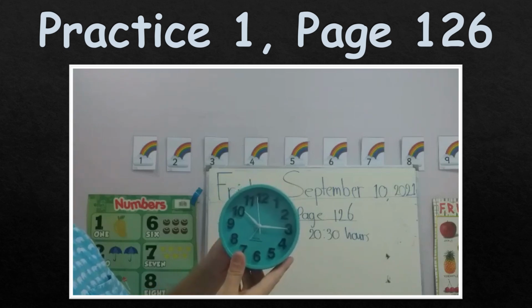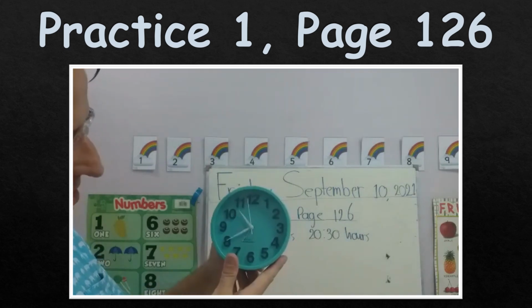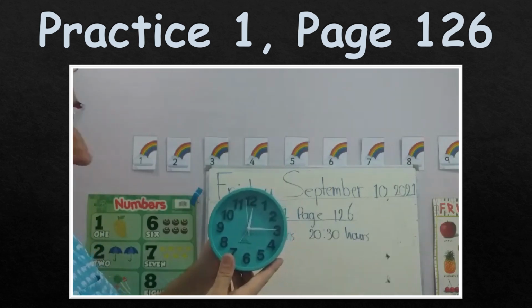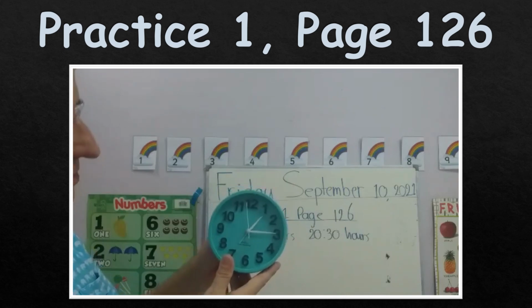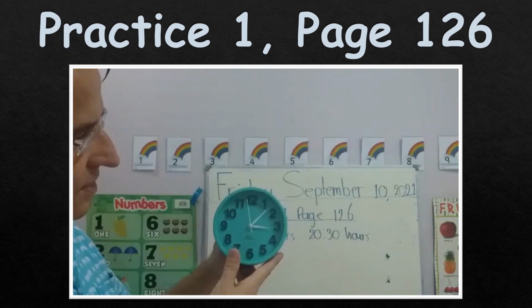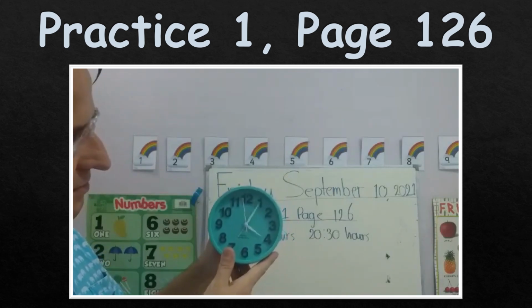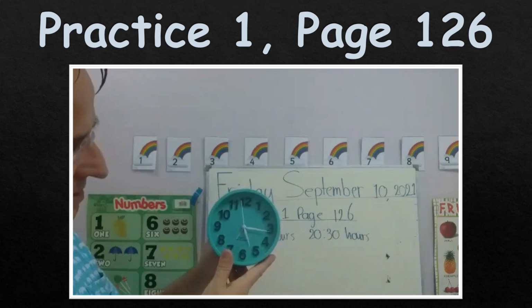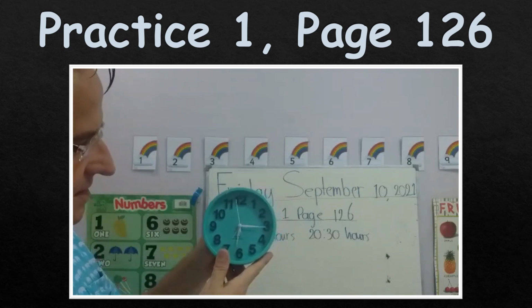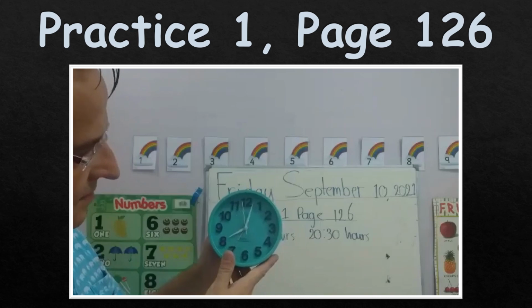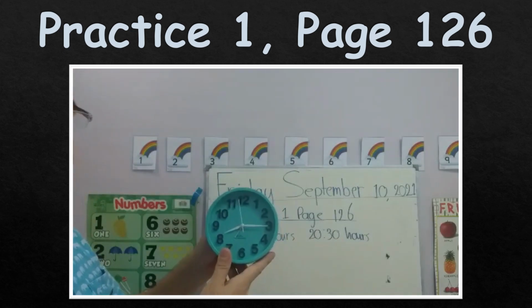1 hour, it's 10:15. So remember 1. 11:15 is 2. 12:15 is 3. 1:15 is 4. 2:15 is 5. 3:15 is 6. 4:15 is 7 hours. 5:15 is 8 hours. 6:15 is 9 hours. 7:15 is 10 hours. 8:15 is 11 hours.